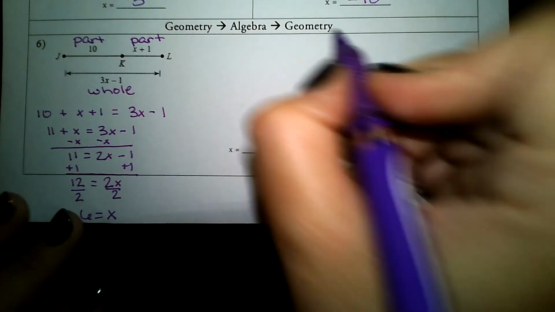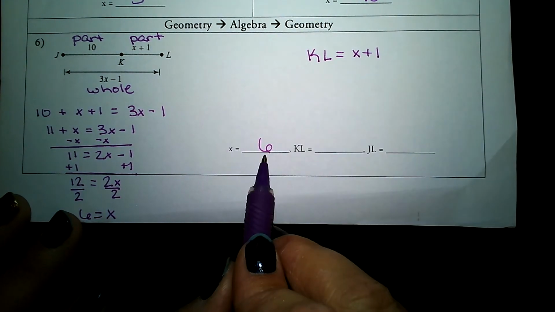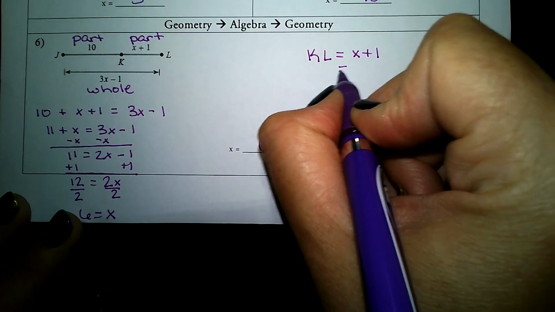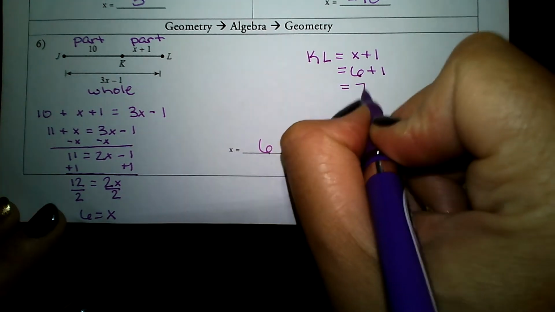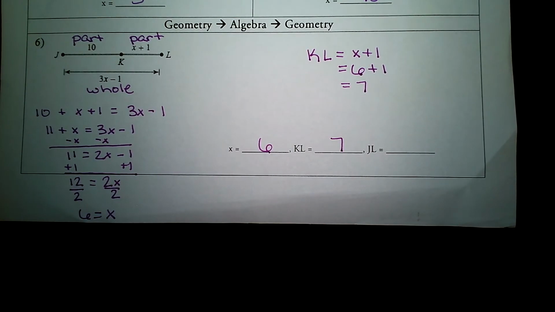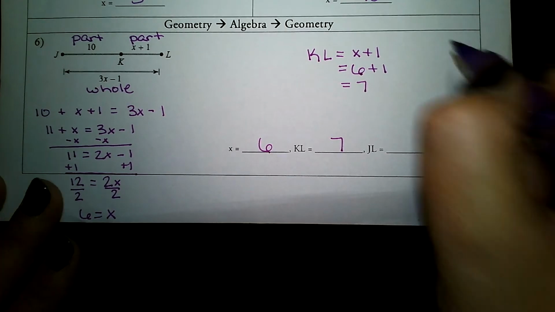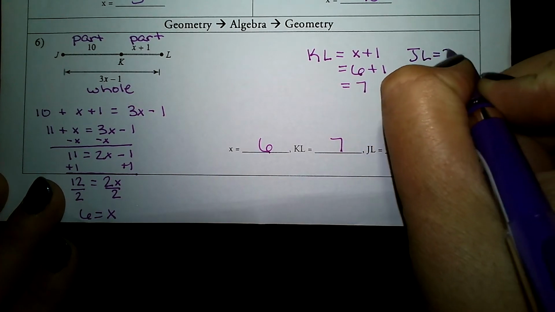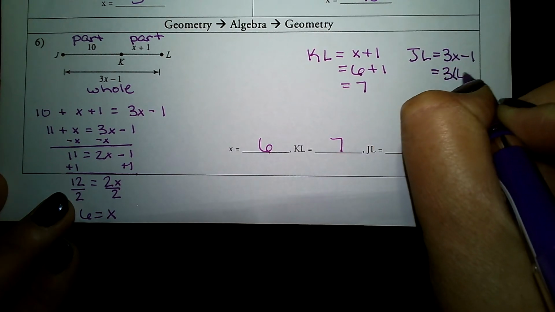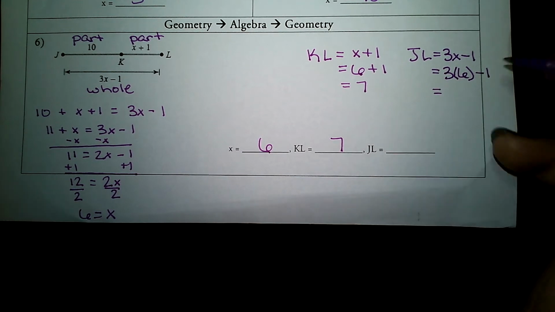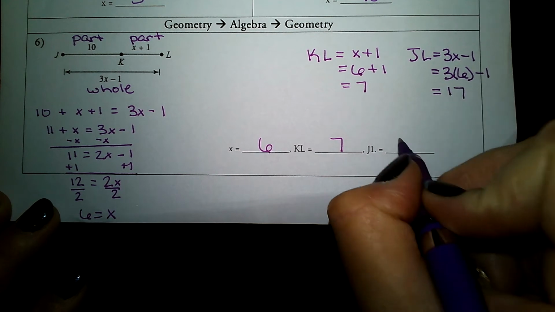So take a look at KL. KL is x plus 1, but we know that x is 6. So if we replace the x with the 6, we'll get 6 plus 1, which is 7. So KL is 7. We can apply the same technique to find JL. JL is listed as 3x minus 1. Replace the x with the 6. That would make 3 times 6, 18, and 18 minus 1 is 17.